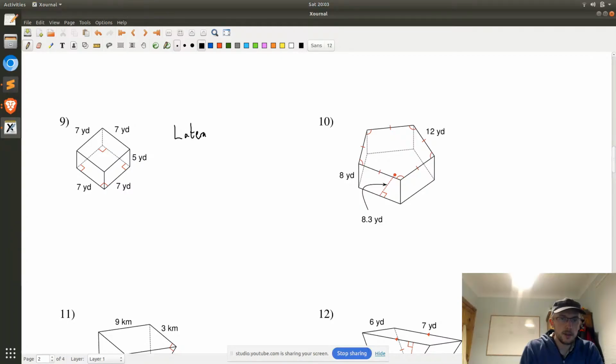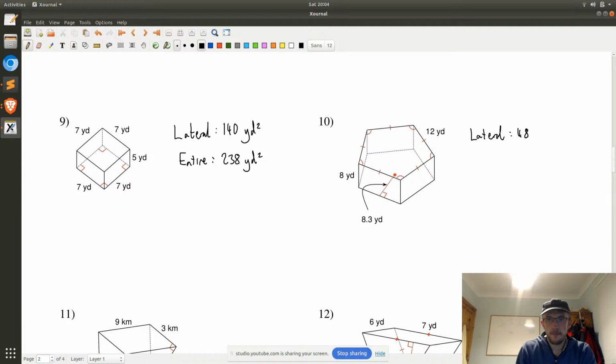And this one, the lateral surface area will be 5 times 7 times 4, so 140 square yards. For the entire, you'll need to add on 98, so 238 square yards. Here, for the lateral surface area, the perimeter of the base, so that's 12 times 5, which is 60, and times that by 8, which is 480. That's how many square yards it is.